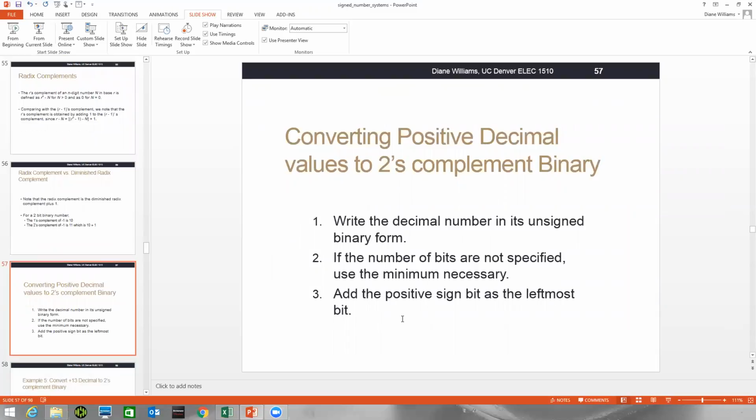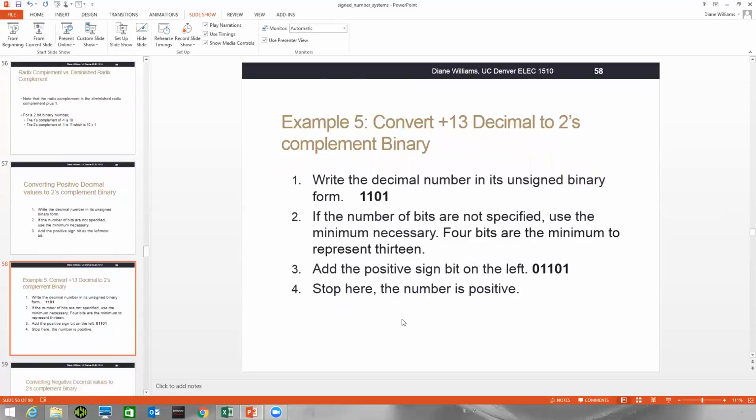So let's see how we can convert positive decimal values to 2's complement binary. We're going to write the decimal number in its unsigned form, same as 1's complement. If the number of bits are not specified, use the minimum necessary. Same thing we've already learned. Add the positive bit as the leftmost sign bit. Same thing as we've already learned. So let's take a look at how we do +13 to 2's complement. We did +13 to 1's complement. Let's see how we do it in 2's.